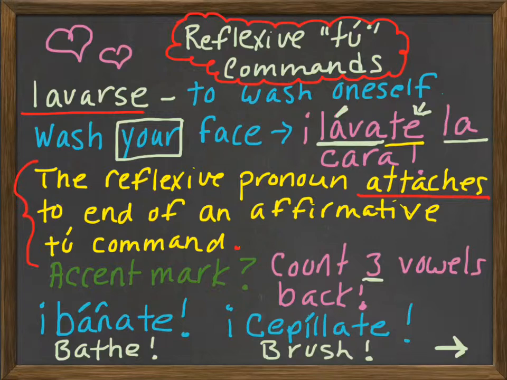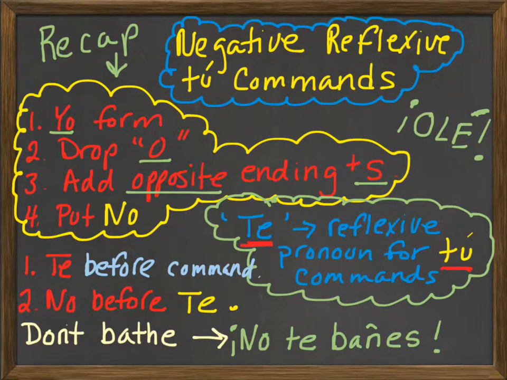Okay. Here's some of the other examples. To say bathe, I'll put that there. Báñate, okay? So here, baña, it's an AR verb, so it's just in the usted form, which is just baña. And then here is your reflexive pronoun, te. And remember, see how we attached it to the end, and then we counted 3 back. 1, 2, 3, and we placed our accent mark. And here, to say brush, it's going to be cepíllate. And you counted 3 back, and put your accent mark. Easy peasy.